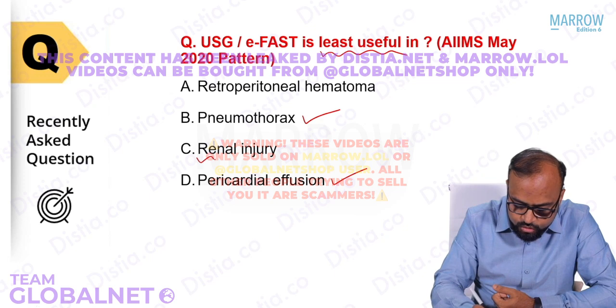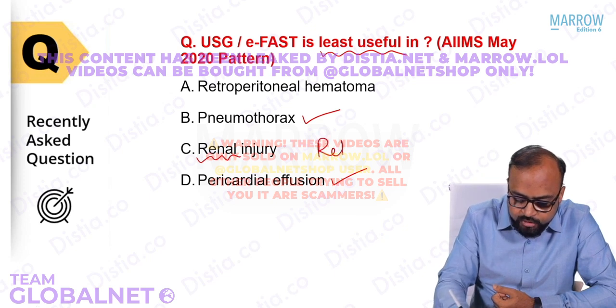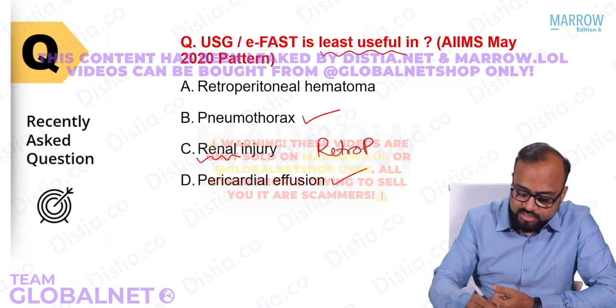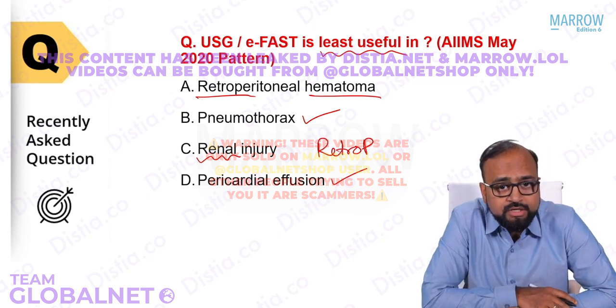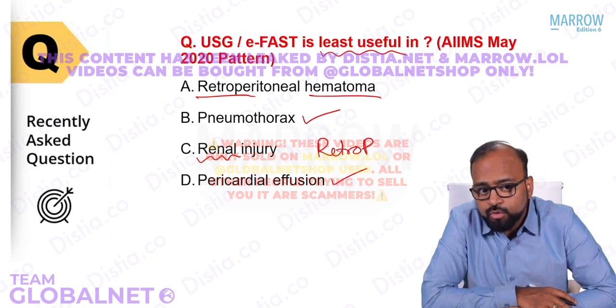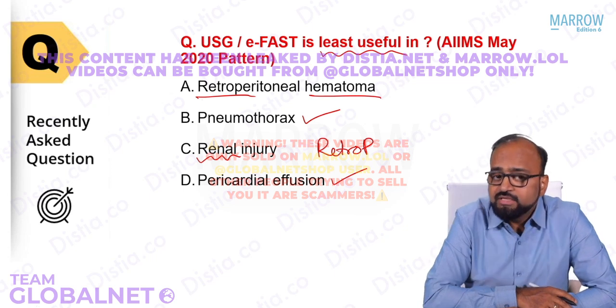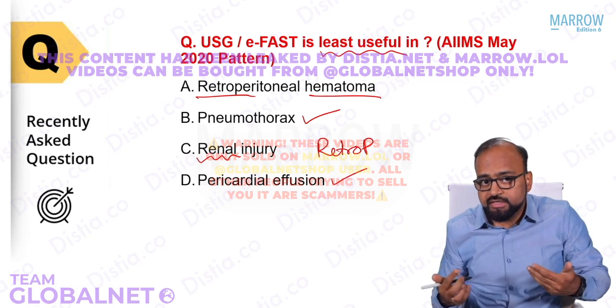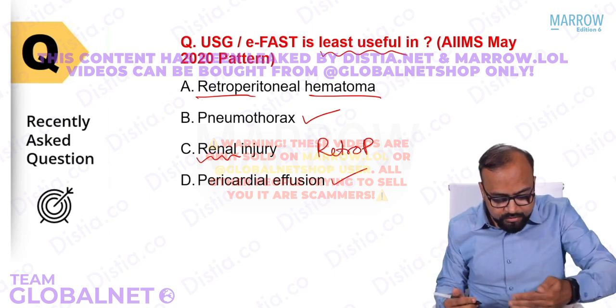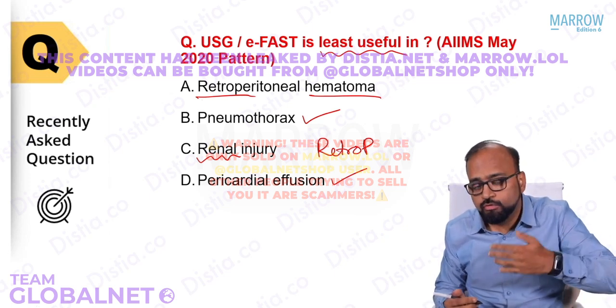Now, renal injury, kidneys are retroperitoneal structures, as well as retroperitoneal hematoma, right? It is very difficult to detect. USG is not a good modality for retroperitoneum, right? But can we see the kidneys when we do the right upper quadrant, left upper quadrant, right? Yes. So if I have to choose between these two, ideally ultrasound is not good for both of them.